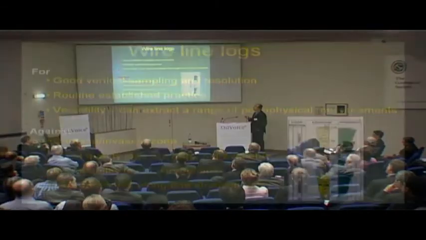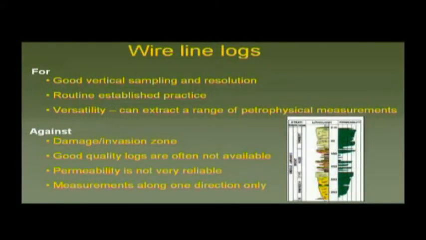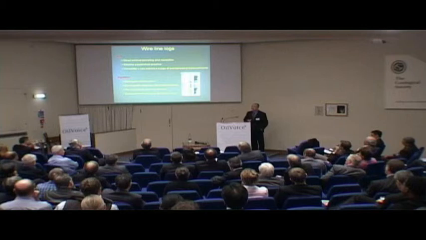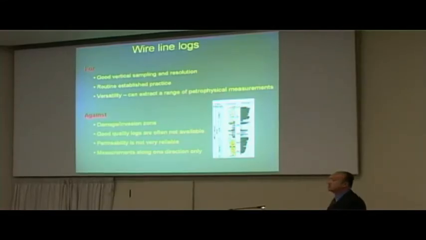Wireline logs are probably the meat and drink. I've talked about the vast thousands of well logs that we've looked at over the last few years. The good thing about them is that you do get a good vertical sampling. It's a routine practice. You can phone up and for a few $100, get a wireline log in most parts of the world. It's very versatile.